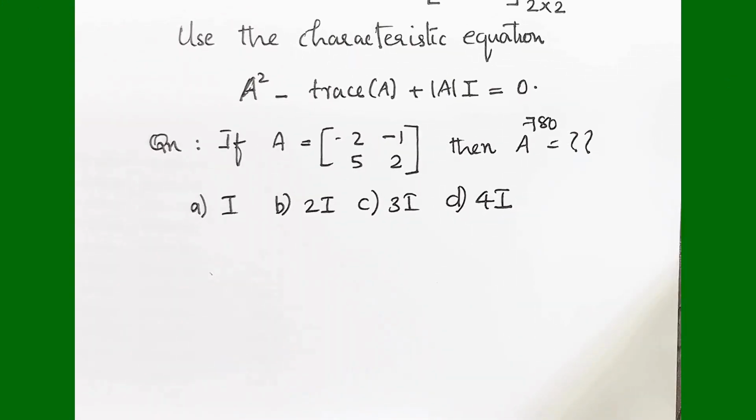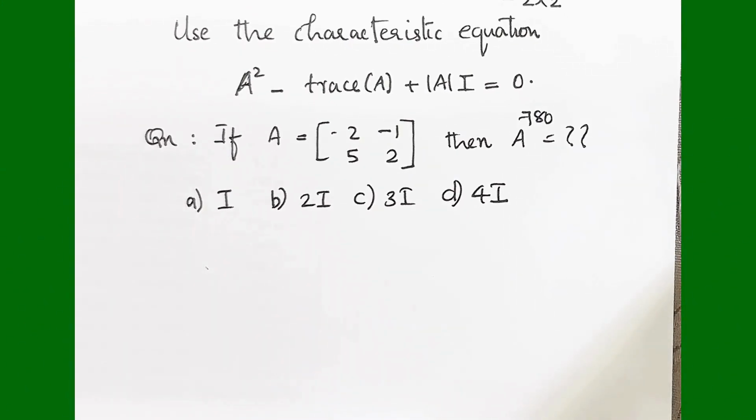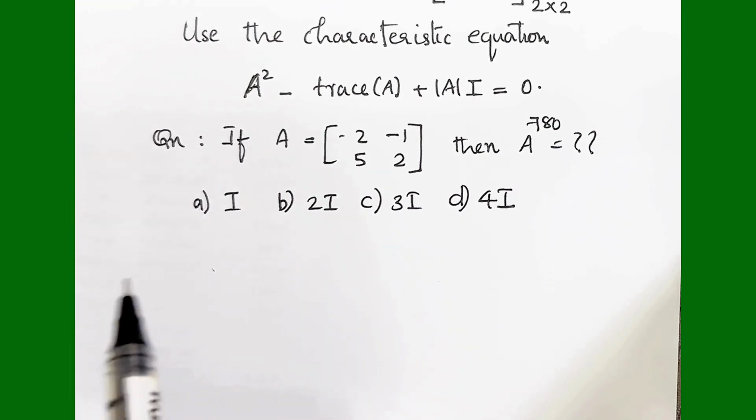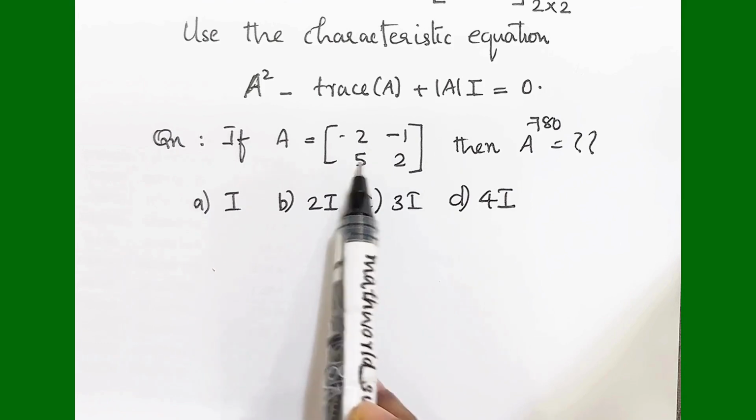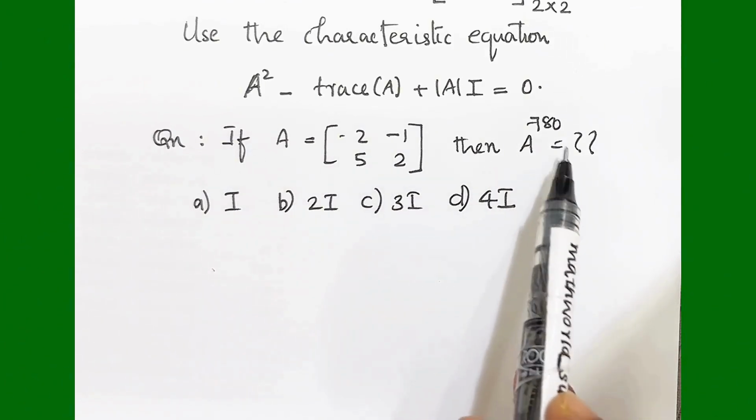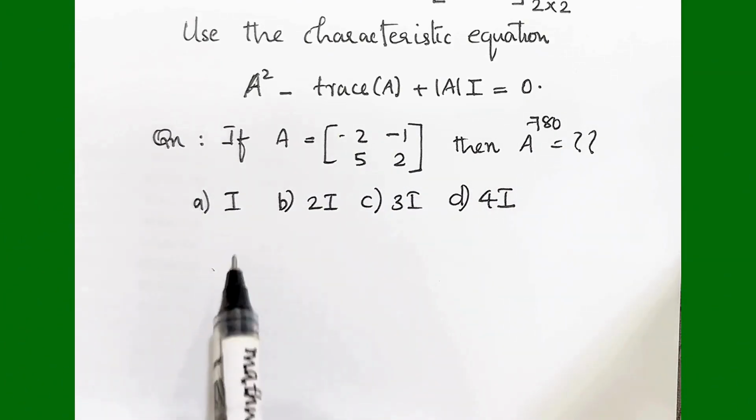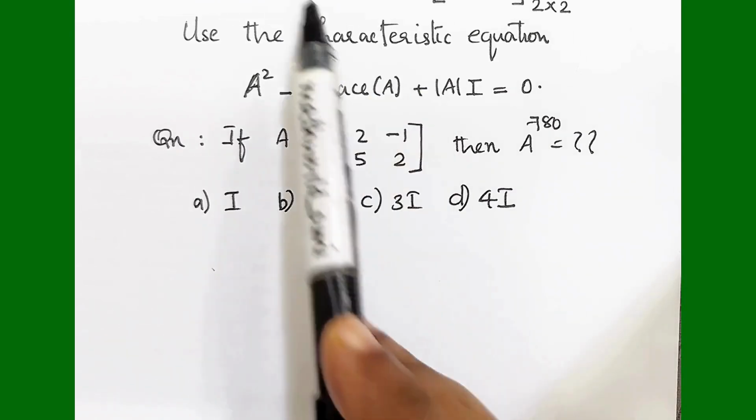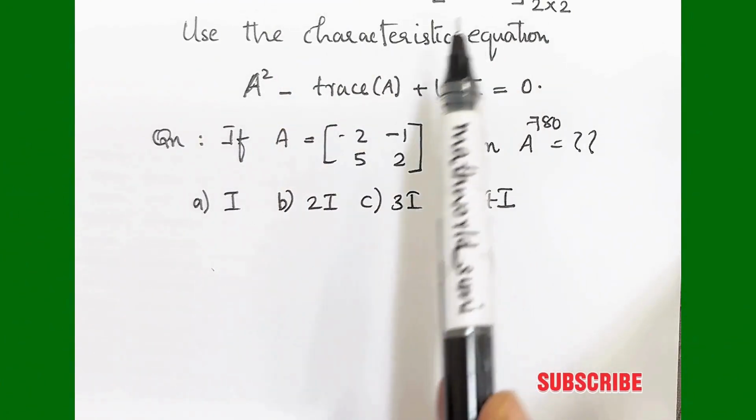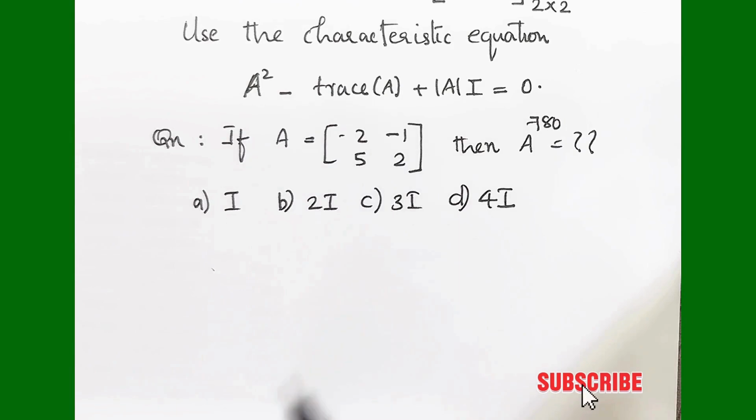Let's try another example using this shortcut. The question given is, if A is equal to determinant negative 2, negative 1, 5 and 2, find A to the power of 780. 4 options are given: I, 2I, 3I and 4I. Here also A is a 2 by 2 matrix, so use the characteristic equation and solve it.